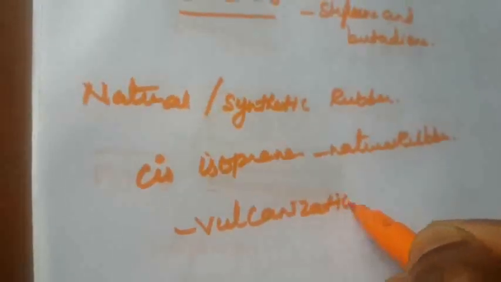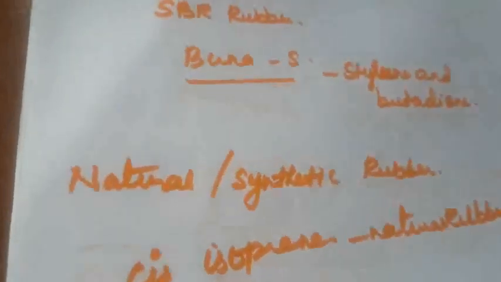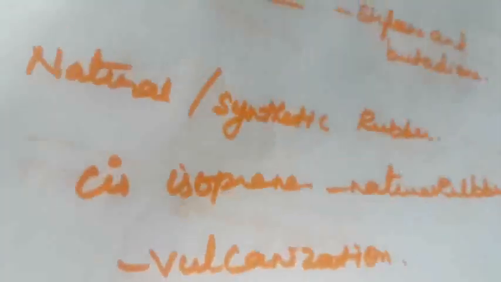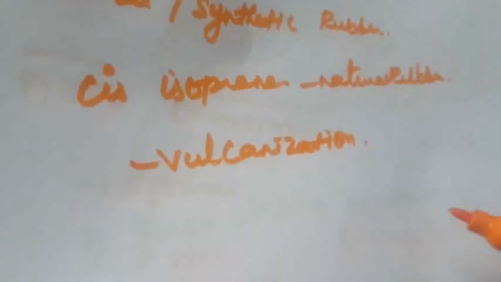The natural rubber, after vulcanization, is called a cross-linked rubber. So what is meant by vulcanization? There is a bit of history here.